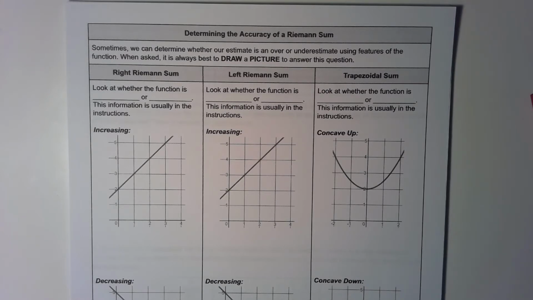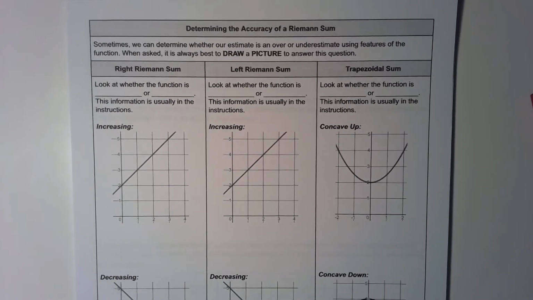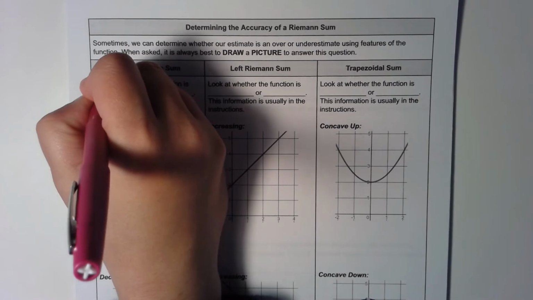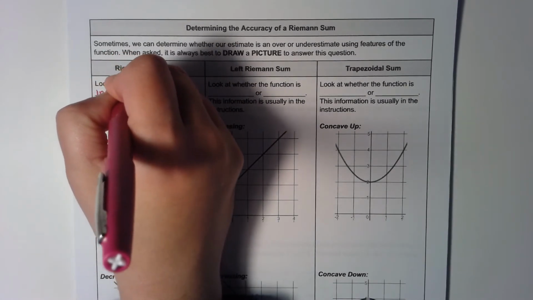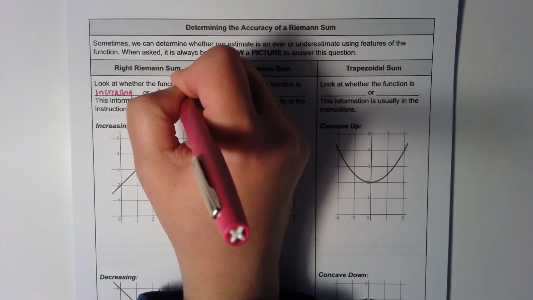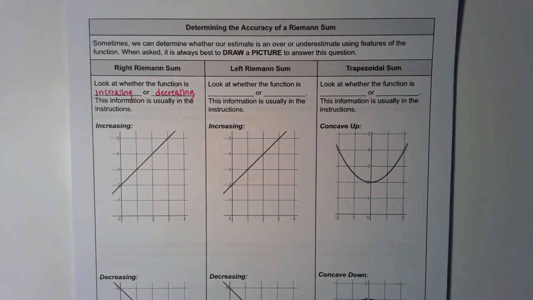Sometimes we can determine whether our estimate is an over or underestimate using features of the function. But when we're asked to do this, it is always best to draw a picture in order to answer the question. Do not try to just memorize all of this. Drawing a picture is really the best strategy for figuring this out. So let's talk about right Riemann sums first. First, when you have a right Riemann sum, I want you to look at whether the function is increasing or decreasing.